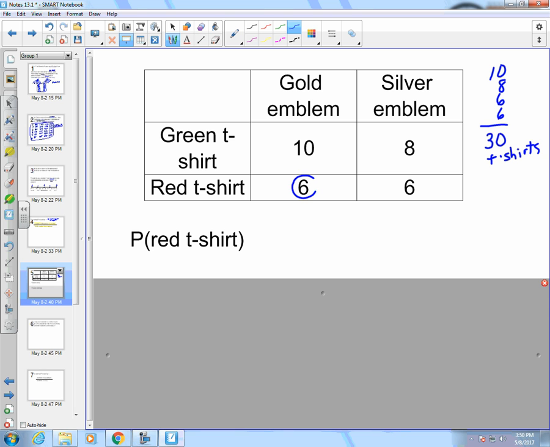Well, if you look here, I've got 6 with a gold emblem and 6 with a silver. So there are 12 ways that I can have a red t-shirt out of a total 30 different t-shirts that are possible. Please put the fraction in lowest terms, divide them both by a common factor. The largest common factor would be awesome. That happens to be 6, so we'll come up with 2/5.